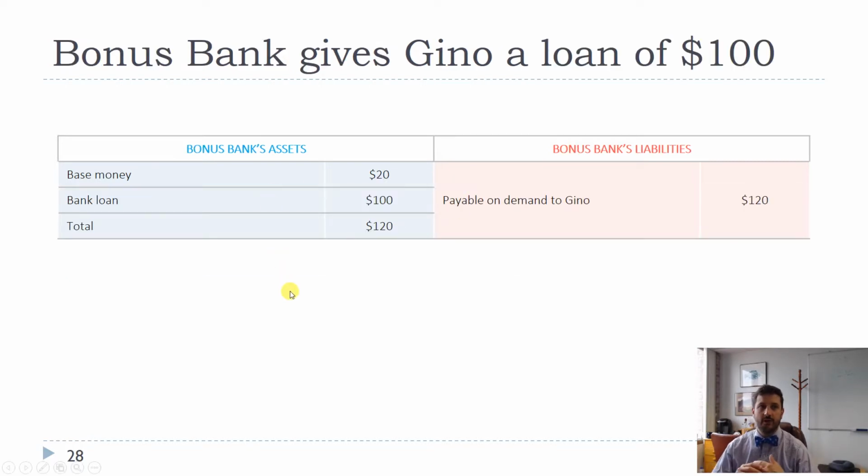But now, what if Bonus Bank gives Gino a loan of $100? Well, okay, now they have another asset. They have a loan of $100, but they have to give that $100 in cash to Gino. So their liabilities increased as well. But by creating that loan, they've actually created more money. Gino's checking account has increased by $100 because of that loan.